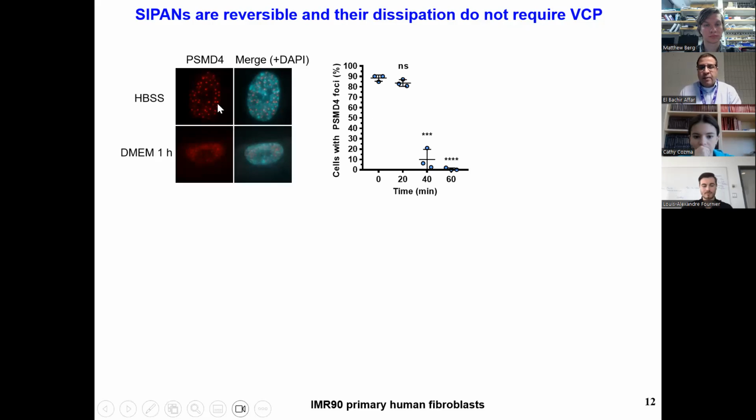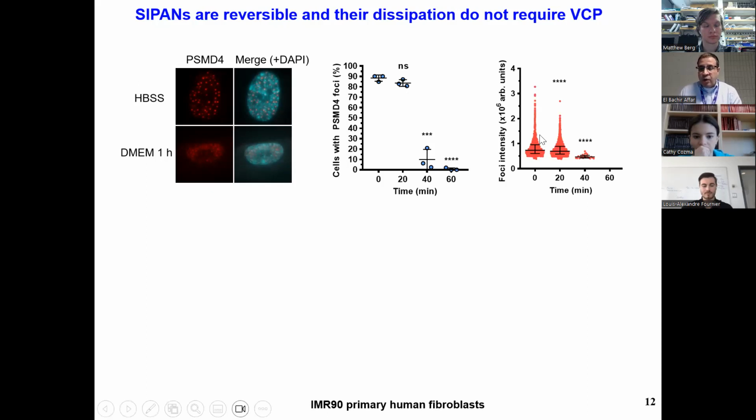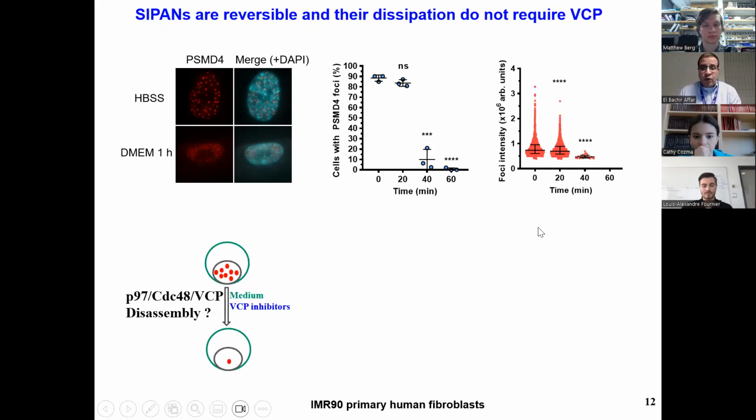So here, for example, when we take this phase separation, these foci that they form after treating cells with HBSS, and we put them in normal media, we can see that these foci dissipate. They dissipate very quickly, after 40 minutes or 60 minutes. We have almost a total dissipation of these foci. Of course, the intensity of foci will decrease as well.